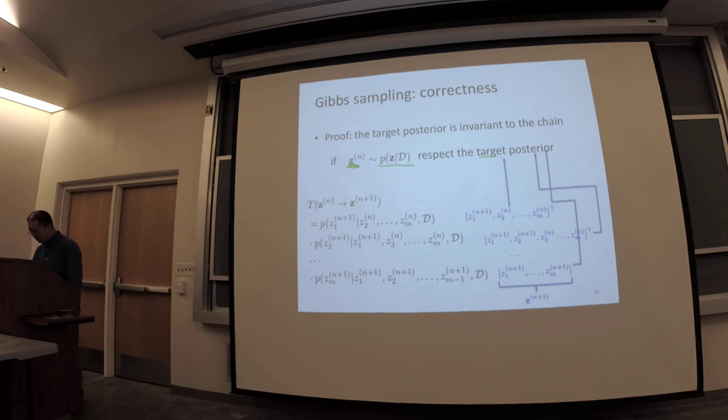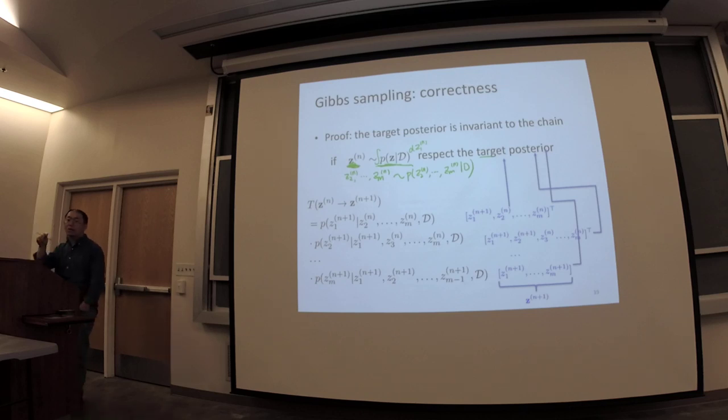The key observation here is that to show the invariance, we first assume Zn respects the target posterior, right? So that means Z2n to Zm, just the second to last components, will follow the marginal true posterior, meaning I marginalize this posterior distribution over Z1. So if you write down the joint distribution of Z2n to Zm, it will be the posterior distribution of Z2n to Zm given D. That's the key observation.